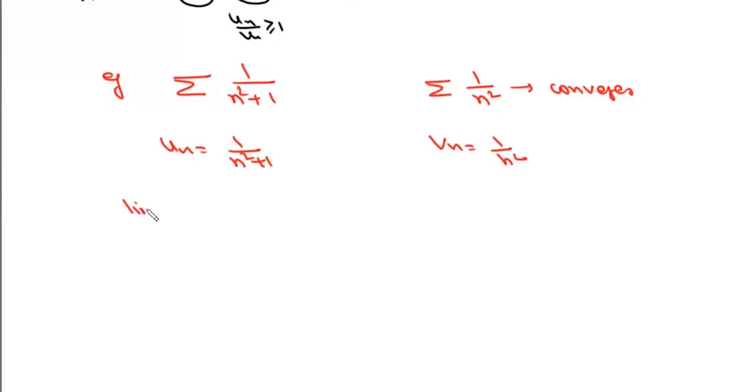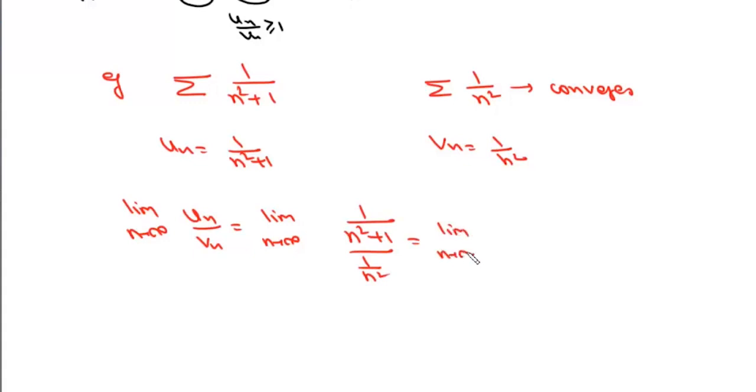Now if we take this limit, n tends to infinity, un upon Vn will be this limit, n tends to infinity. Now un is 1 upon n square plus 1 divided by 1 upon n square. So it will be this limit, n tends to infinity, n square upon n square plus 1. Now here it is an infinite limit. Highest power of n is 2. Coefficient of n square is 1 in the numerator and 1 in the denominator. So it is 1, which is unequal to 0. That means this series summation 1 upon n square plus 1 will also converge, because both the series have identical behavior of convergence.